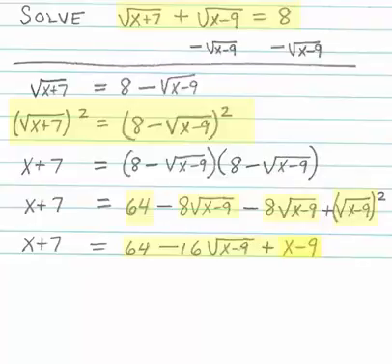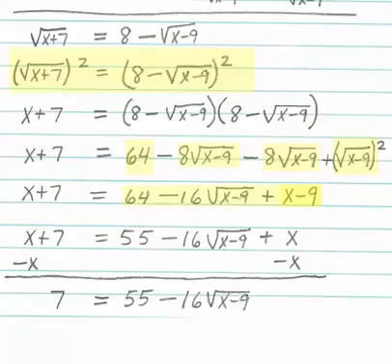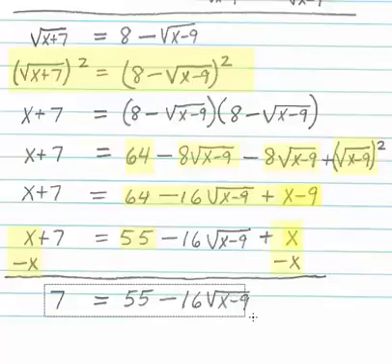And now we combine like terms. 64 minus 9 gives us 55. And then we have our plus x. But then we subtract x from both sides, and look what happens. The x's cancel out, and this leaves us a simplified equation of 7 equals 55 minus 16 times the square root of x minus 9. So now we only have one square root left.